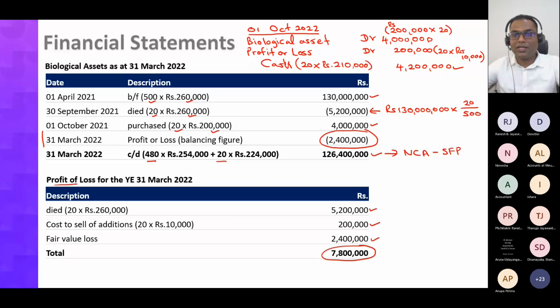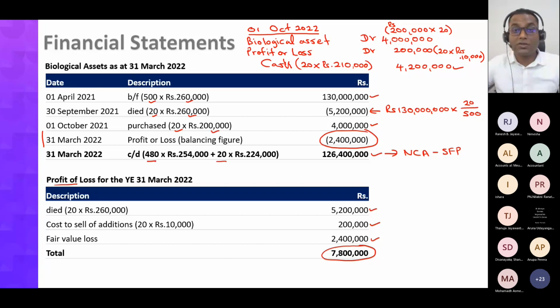Okay, right? So the difference between the 4 million and 4.2 million, where do you charge it to the P&L? The point you need to understand is that when you measure the biological assets initially at fair value less cost to sell, on day one itself there's a charge to the P&L. What is the charge to the P&L? Selling cost. So 200,000 is for the 20 cows, each cow's selling cost is 10,000. So 200,000 you charge to the profit and loss statement. I hope you're clear.